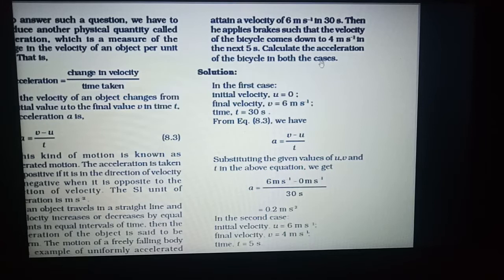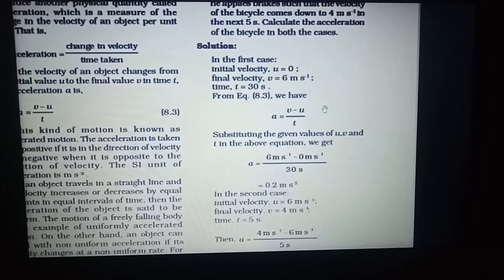Now here in this question we are given two cases: one when he starts pedaling and one when he applied the brakes. This example is very important dear students, so listen to it carefully. In the first case we are having initial velocity u is equal to 0, which we have discussed earlier also, that he is stationary, he had started from the rest, so we get u is equal to 0 and v is equal to 6 meter per second.